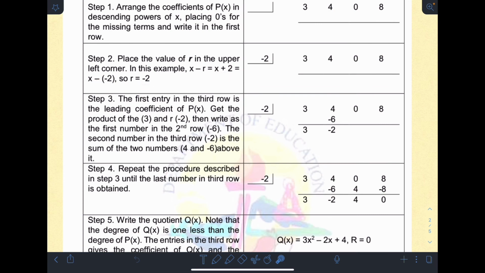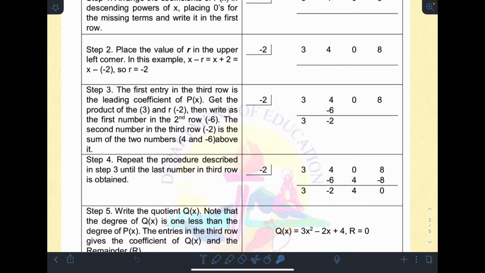Basically, what we'll do is, whatever the value of the constant term is, we just get the inverse operation of that. So if it's positive 2, then our r is negative 2, and that is because of the negative sign of r. For our second step, we place the value of r here in the opposite corner. So we have negative 2, and then the coefficients of the given polynomial expression: 3, 4, 0, and 8.